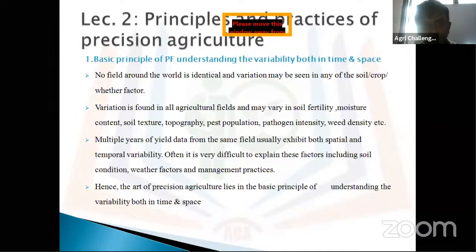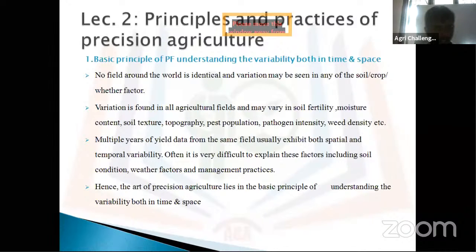We have to understand the variability. What is variability? Variation. Within the field there may be a variation. We have to understand which type of variability is there, and to what extent, what is the quantum of variability. These two things we have to find, in space dimensions and at the same time in the time dimension. So the very basic fundamental principle of precision farming is understanding the variability in both time and space dimensions.